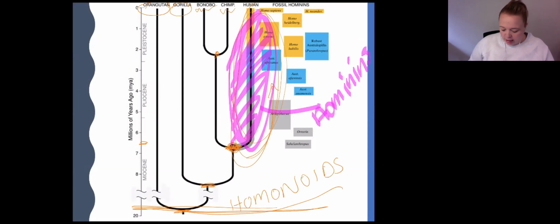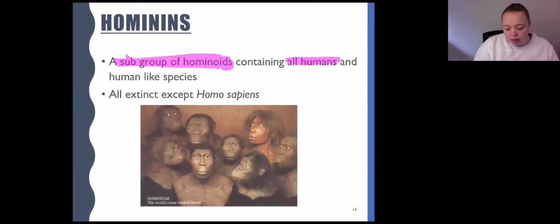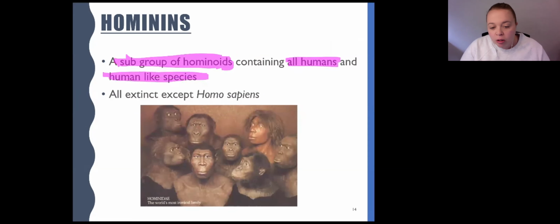These are the hominins. Okay, so now we're getting more and more specific. Now we've got a subgroup of the hominoids called the hominins. And the hominins contain all humans and any human-like species. So you should be able to define the word hominin. Now, every single hominin is extinct except for this guy.